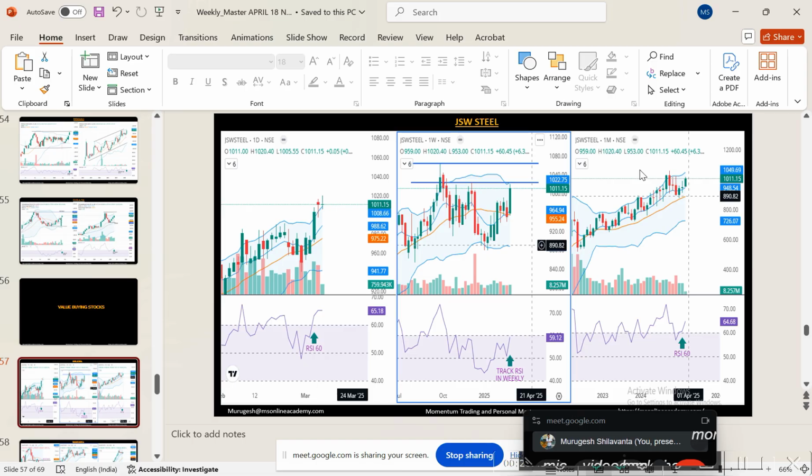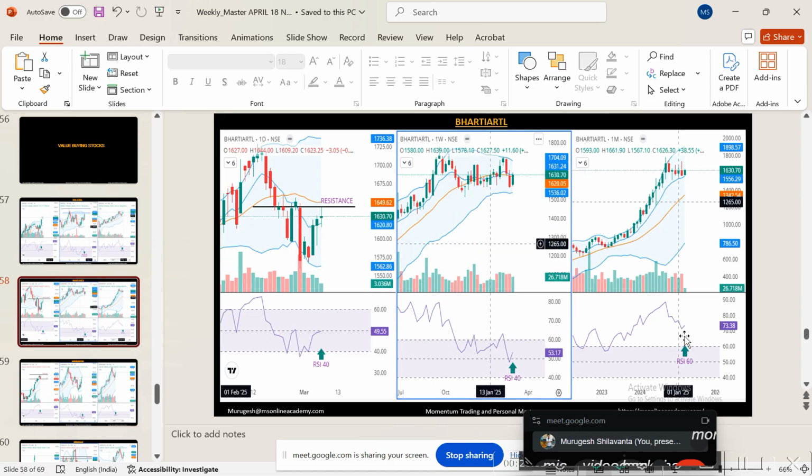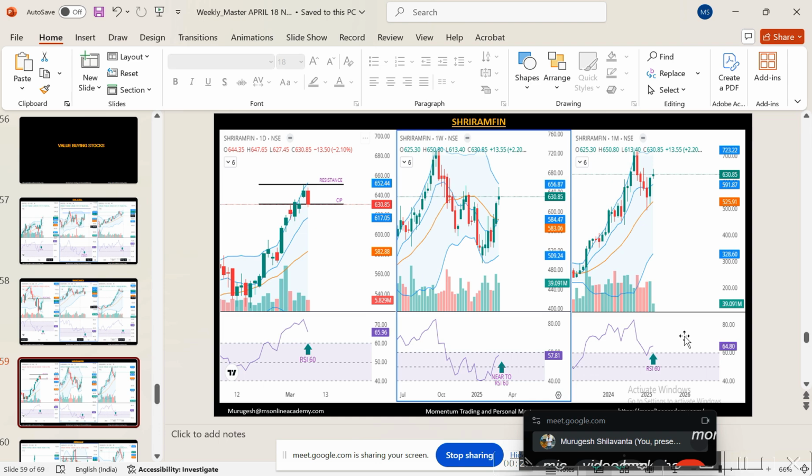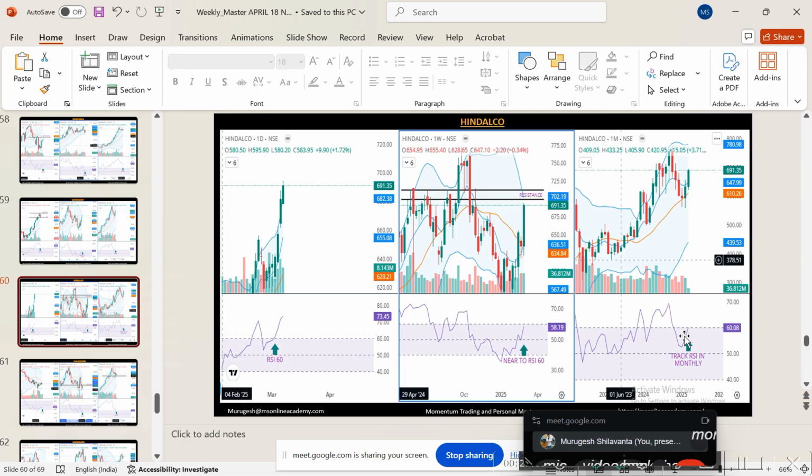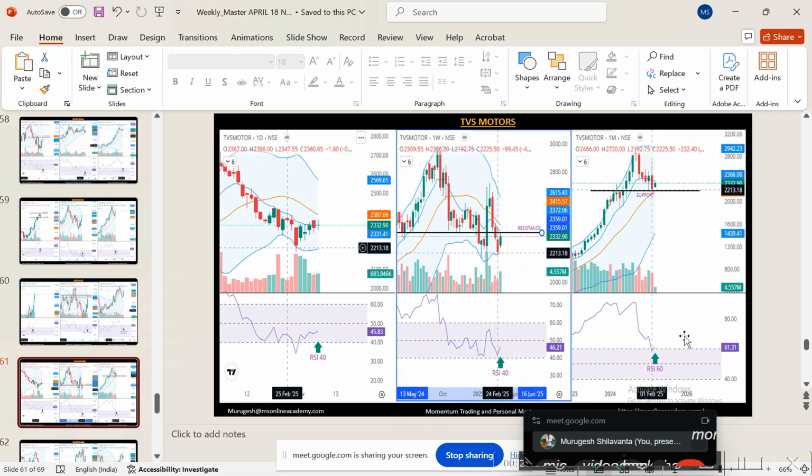Value buying, that means it should take a support at 60. JSW, it is taking support. 50 support, it is taking in weekly and monthly. Above 60. Bharti Airtel, this one. Okay. Shriram Finance. Hindalco, we have a resistance, multiple resistance is better to avoid. TVS Motor is at value buying. Look at this, 40 support.